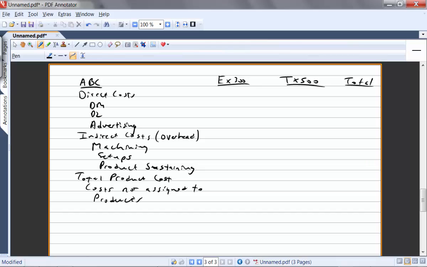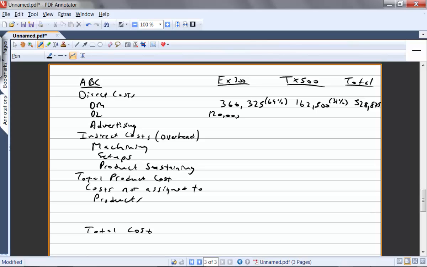And then total cost. Alright, direct materials, we know for E was 366,325, and that represented 69% of the total. TX was 162,500, and that represents 31% of the total. The total was 528,875. I'm just copying from before.